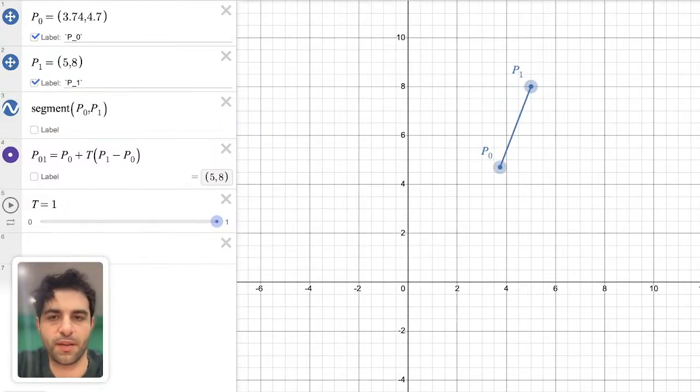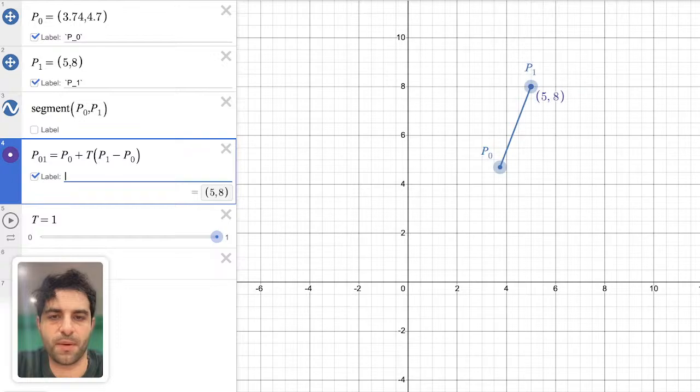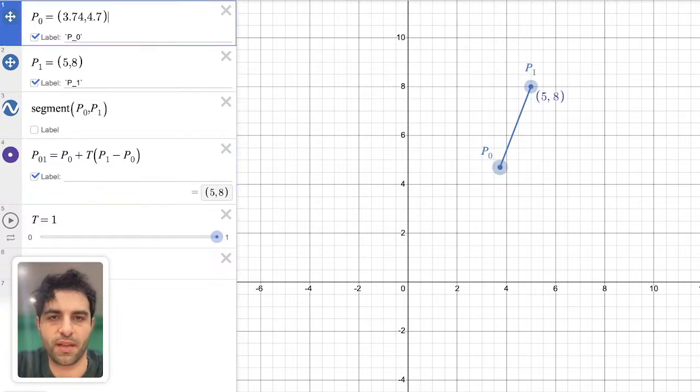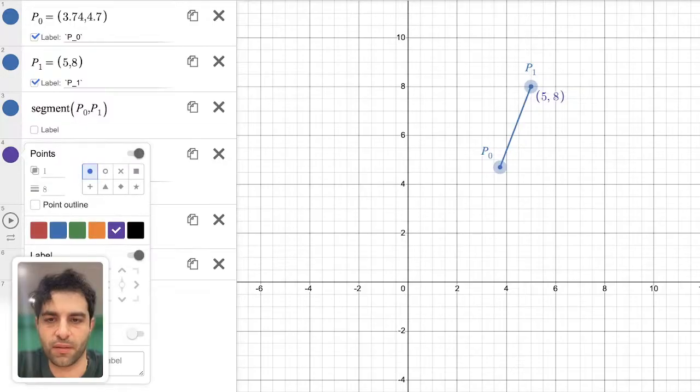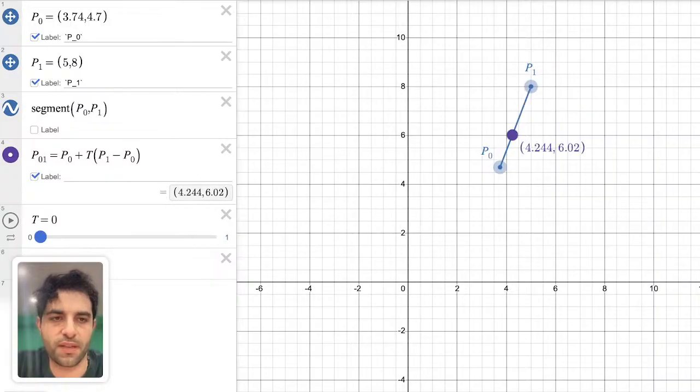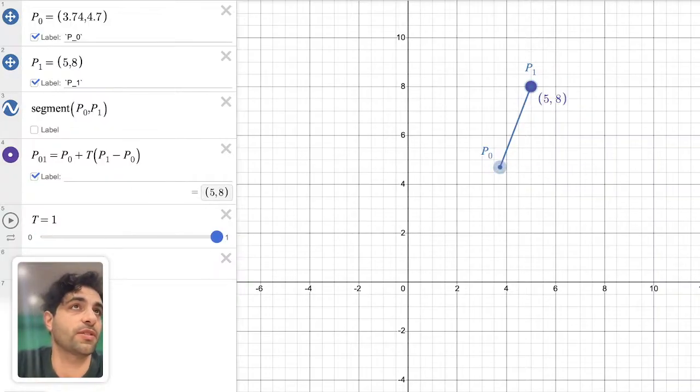Okay, so I've got this one here, and then I've got this point over here, which is my motion points. I can make that as thick as I like, so I can go ahead and make that like 20, so you can see it. Okay, so this is at 0, it starts at P0, and at 1 it goes to P1, right?